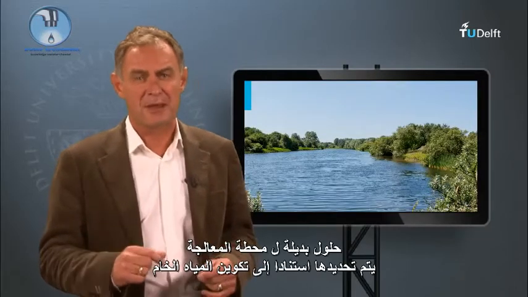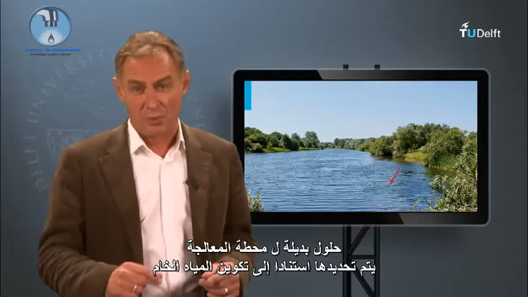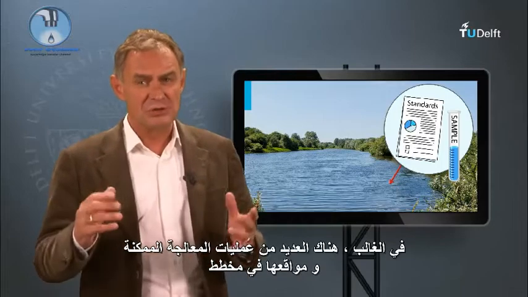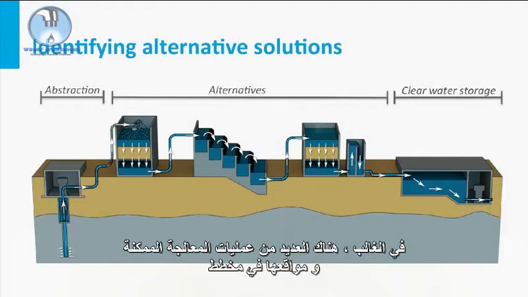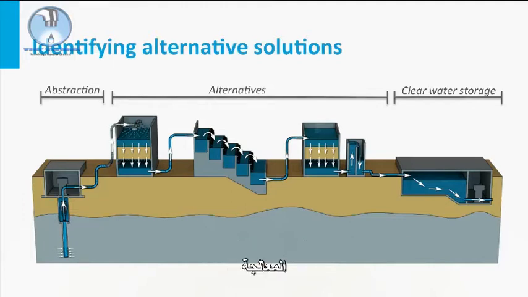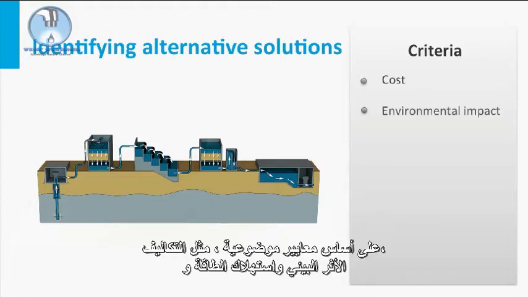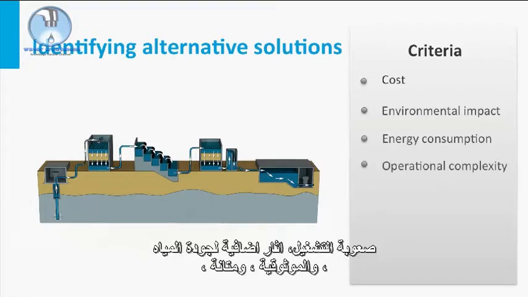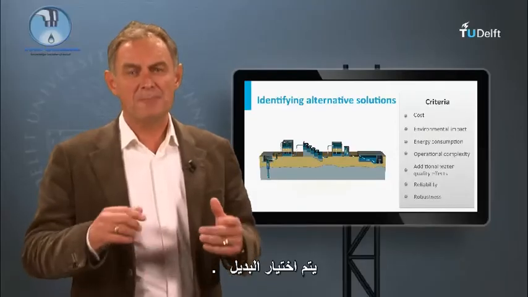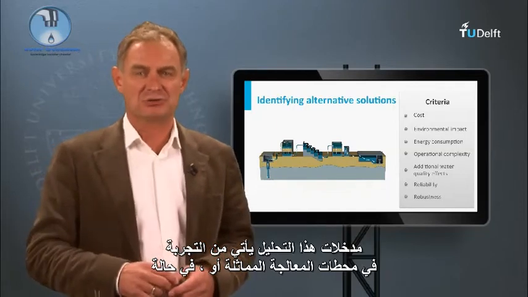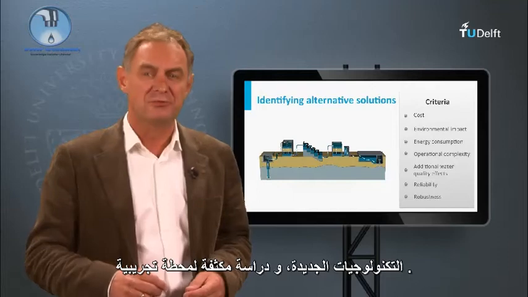Alternative solutions for the treatment plant are identified based on the raw water composition and the drinking water standards and requirements. Mostly, there are different possible processes and positions of the processes in the treatment train. Based on objective criteria such as cost, environmental impact, energy consumption, operational complexity, additional water quality effects, reliability and robustness, an alternative is chosen. Input for this analysis comes from experience at comparable treatment plants or, in case of new technologies, extensive pilot plant research.